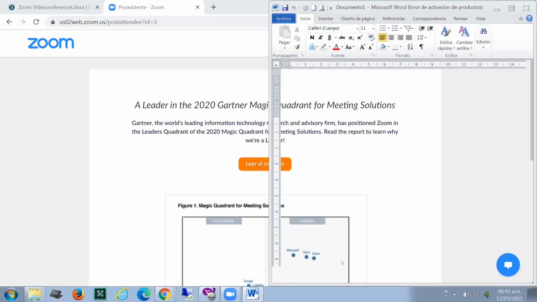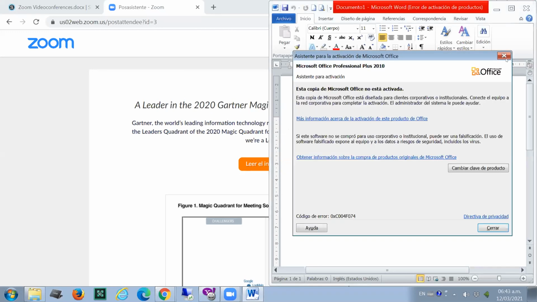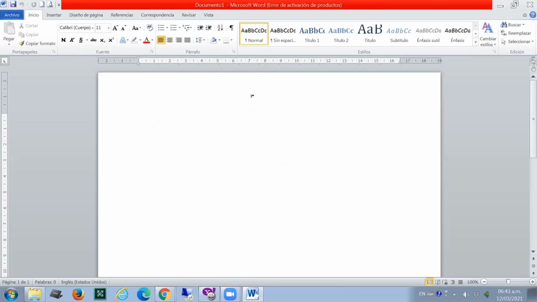I turn my screen. Okay. Let me see. I tried, but my computer is slow this morning. Ah, yeah, me too. Okay, I see my screen.